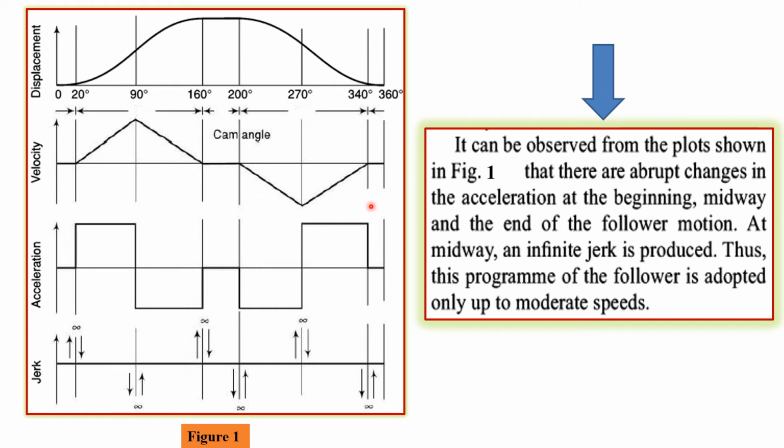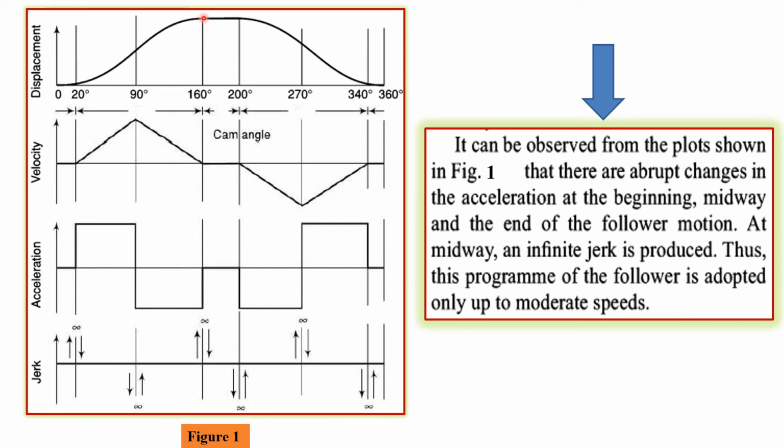In this particular figure, we have plotted the displacement, velocity, acceleration and jerk contours for one complete rotation of the cam, that is from 0 to 360 degree of its own rotation. So we observe that from 20 degree to 160 degree, the follower is getting lifted up with uniform acceleration up to half of its outstroke, and the remaining half is covered by the follower by uniform retardation.